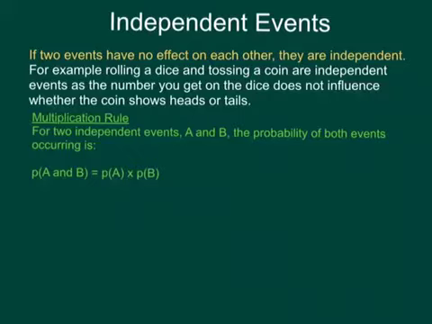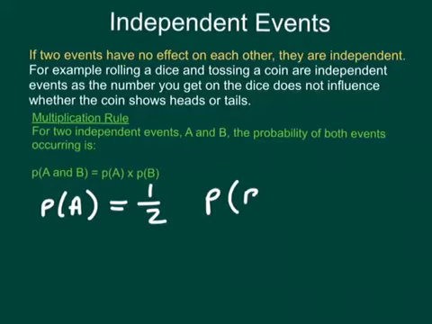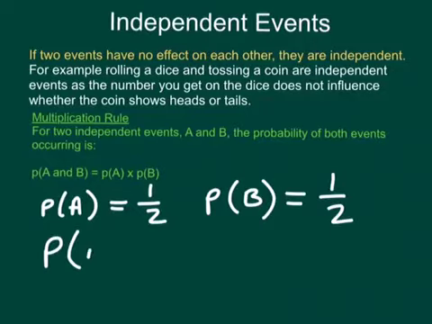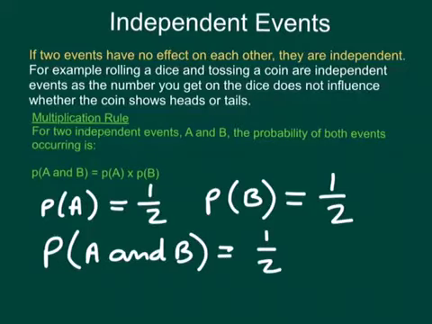If we focus on the example we used above about the dice, say event A is getting an odd number on the dice. Well, that is a half, because half of the numbers on the dice are odd. If we say event B is getting a heads on the coin, well, that is also a half, because you can only get heads or tails. So the probability of getting an odd number on the dice and a head on the coin is equal to a half times a half, which is a quarter.